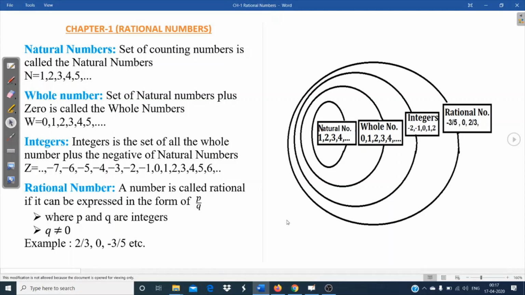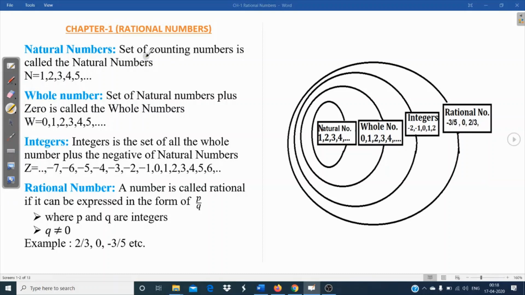Today we are going to study the first chapter of maths of class 8th, that is rational numbers. So before starting the chapter, let's focus on some of the basic terms which we have to use in this chapter. So the first thing is your natural number.